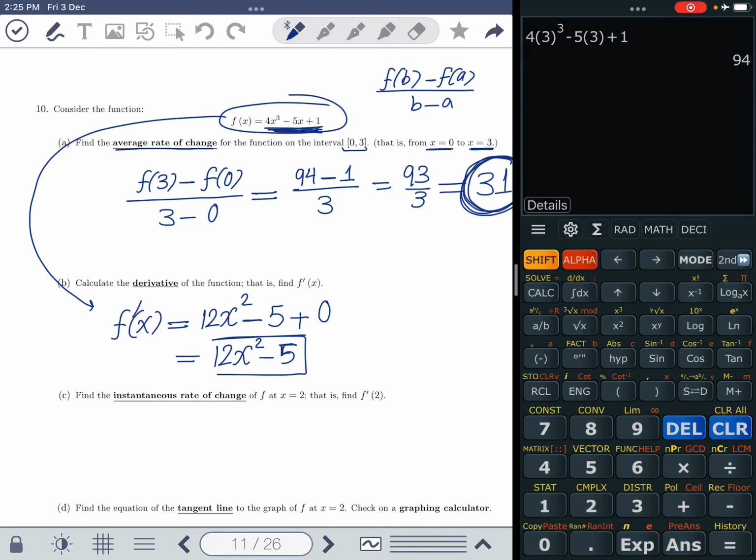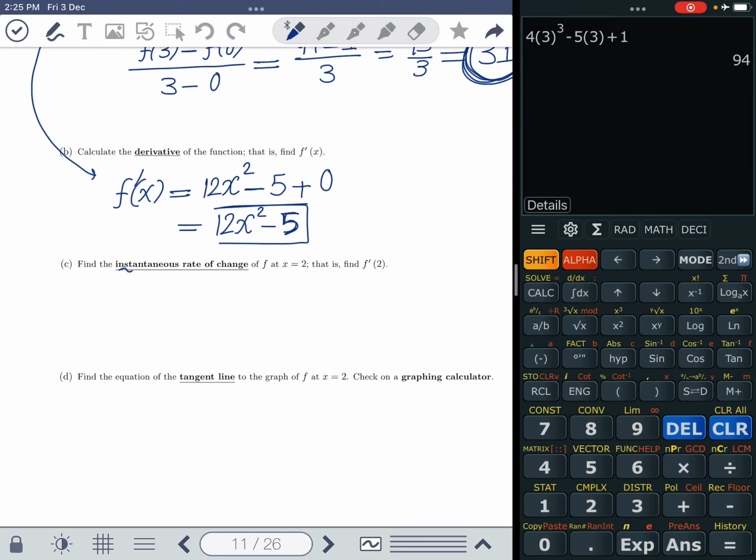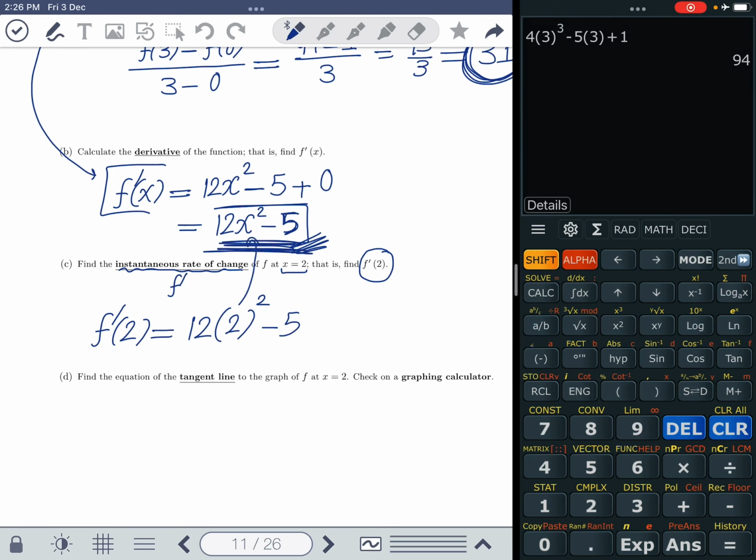This is the derivative. Now find the instantaneous rate of change. This means f prime of x at x equals 2. So it means just evaluate the derivative at 2. You already found the general formula here. So you'll say f prime at 2. I will substitute 2 in the formula: 12 times 2 squared minus 5. If you put the 2 in this formula for x, you'll get 12 times 4 is 48, minus 5 is 43. Okay, so you can check: 12 times 2 squared minus 5.